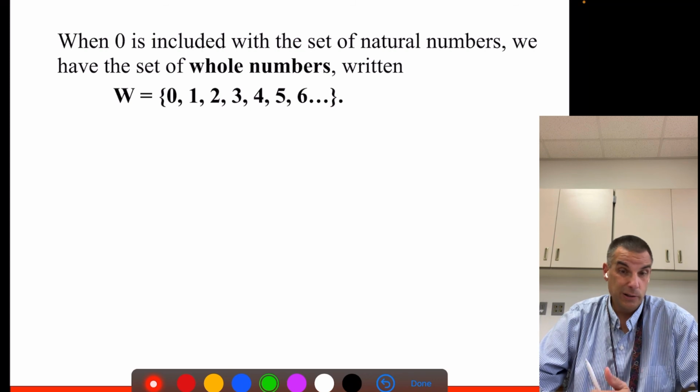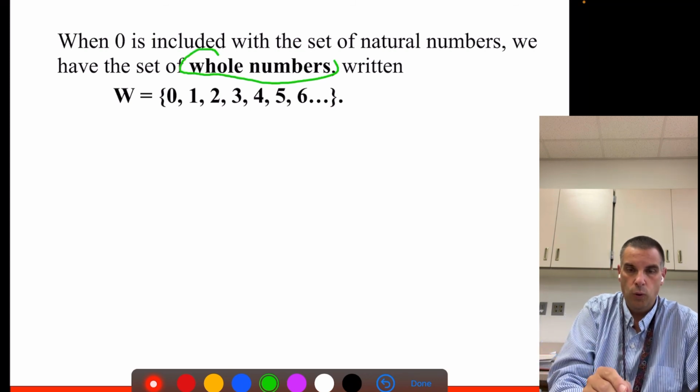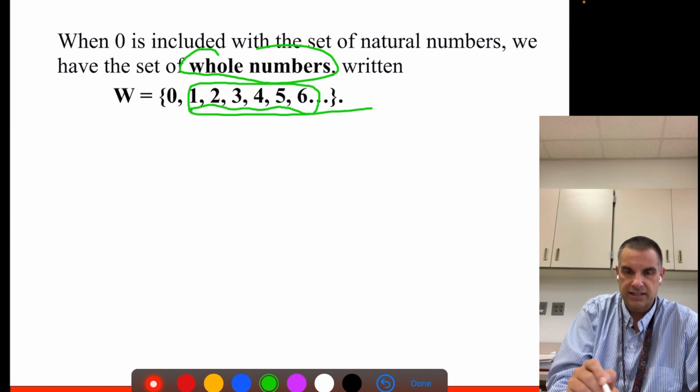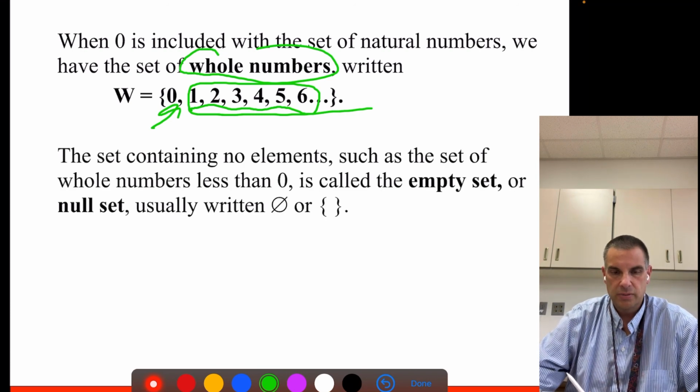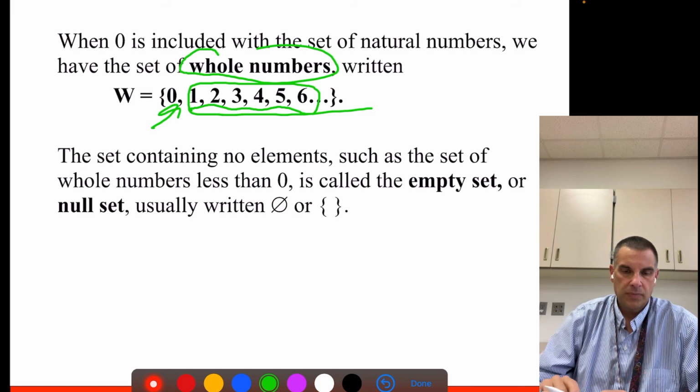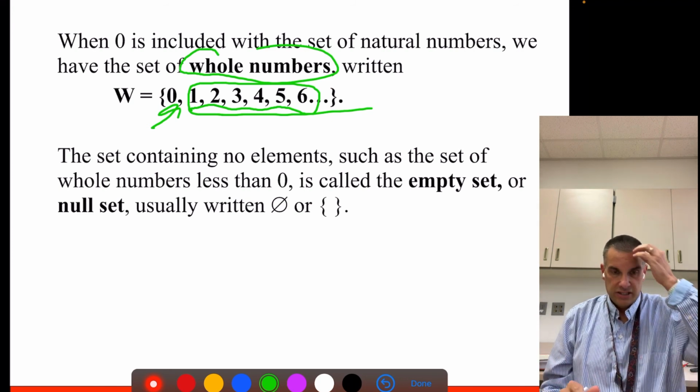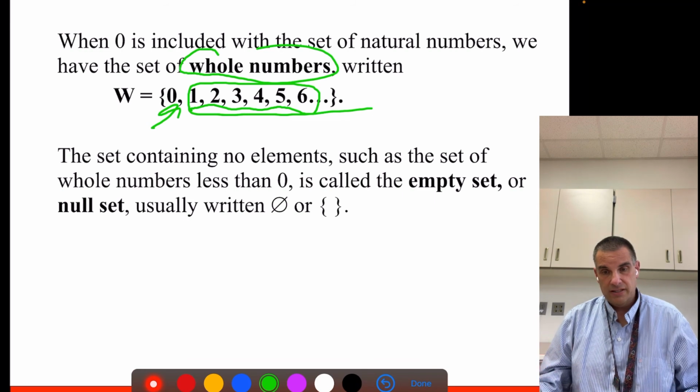When you include 0 in the set of natural numbers, we have what's called the whole numbers. So there's your natural numbers plus the dots. To get the whole numbers, you add a 0 in there. So that's all of what we consider to be the whole numbers. And these are just different sets. We have the set of natural numbers, we have the set of whole numbers.